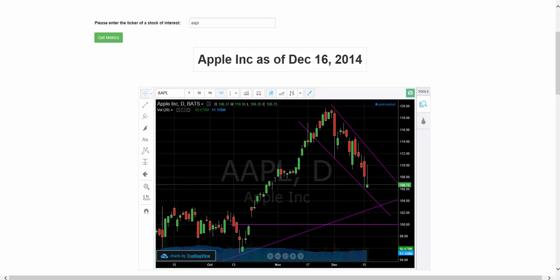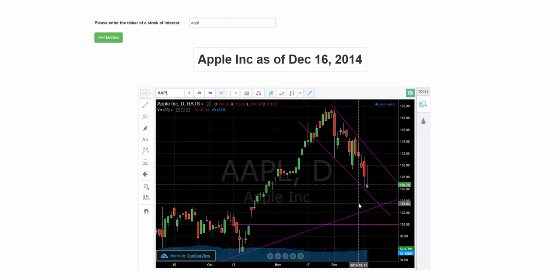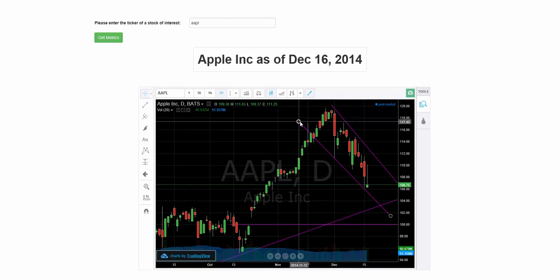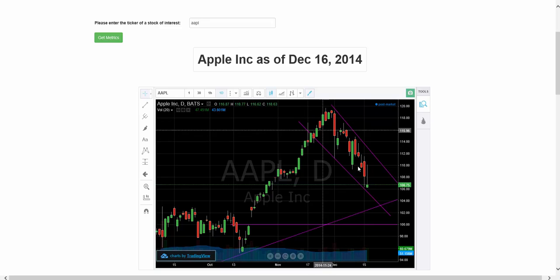So today Apple gapped down, and then here's the opening price, gapped down here and then just started to slowly rise up throughout the day and then went all the way back down and closed at 106.75. That's just a sign of weakness. So I've drawn some trend lines, so you can see we're in a downtrend in a channel.